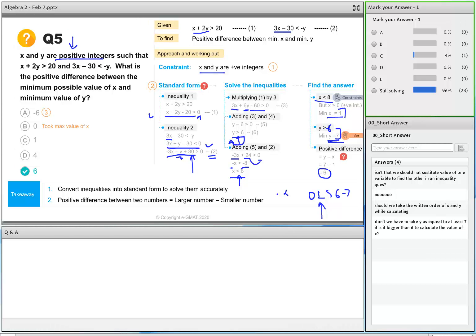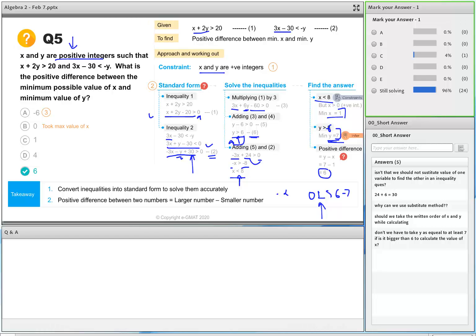Isn't it that we should not substitute the value of one variable to find the other in an inequality question? You can. Again, in that, what did I use? I used the value of... let me see who this is. So, Rob, I see that you have a question with respect to y being equal to 6. I did not take y to be equal to 6.